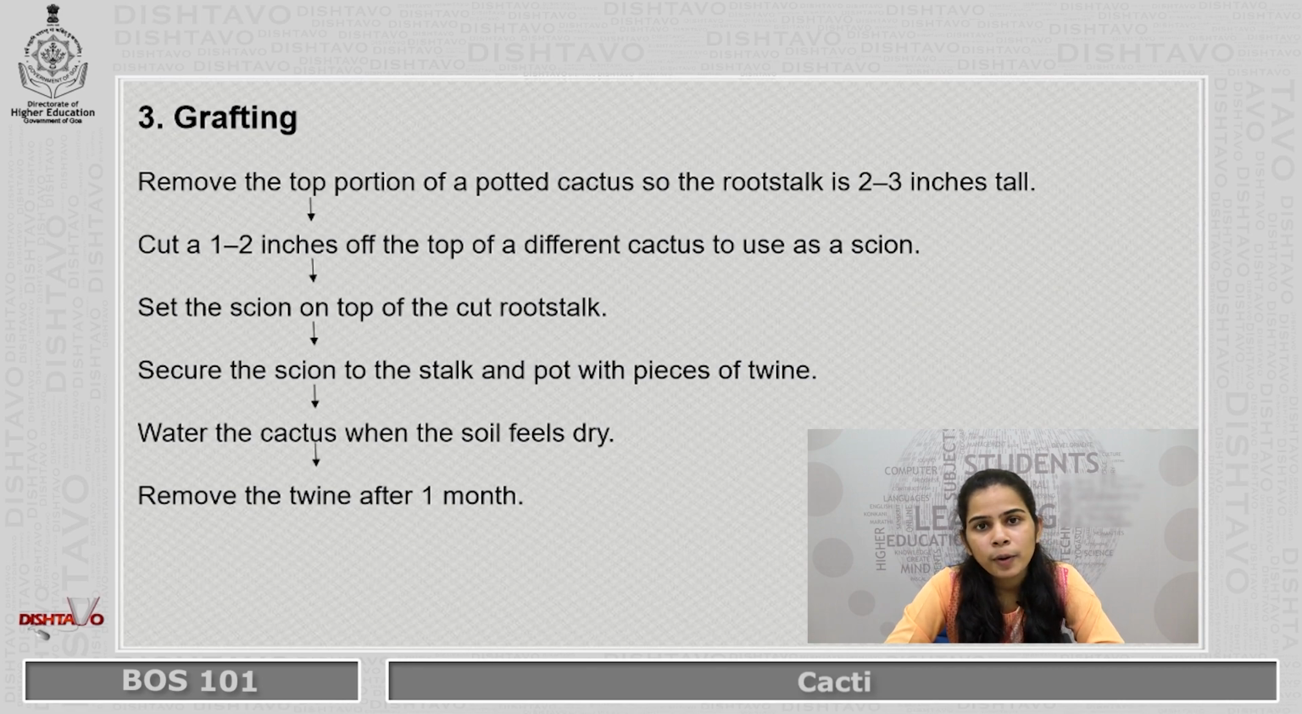Cactus can also be propagated by using the grafting method. In this you have to remove the top portion of a potted cactus so that the root stock is 2 to 3 inches tall. Cut 1 to 2 inches off the top of a different cactus to use as a scion. Now set the scion on the top of the root stock. Secure the scion to the root stock and the pot with a piece of twine. Water the cactus if you feel the soil is dry. Remove the twine after 1 month.